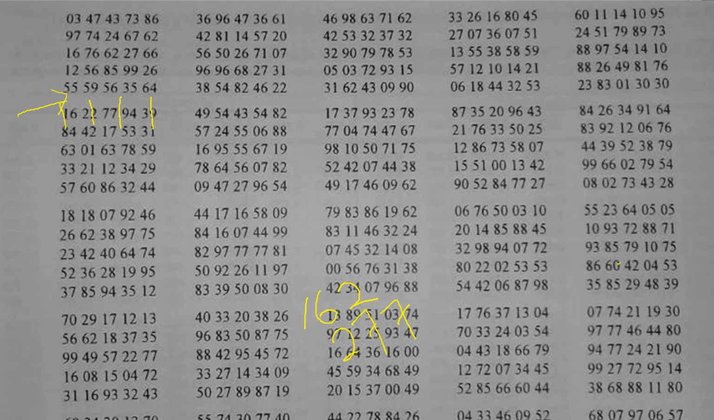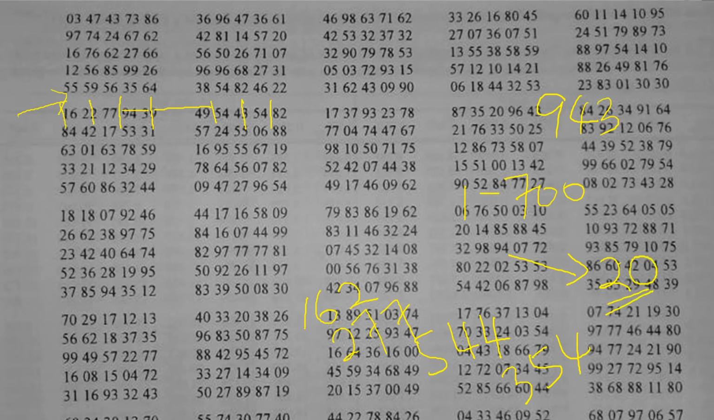Remember that we want the participants to be only 1 to 700. So 943 is out of the context. So we ignore the 943. The next number is 949. Again, we ignore the 949. Next is 544. Next is 354. We continue until we get all the 20 numbers. We get 20 numbers that can represent the participants that we want to take.